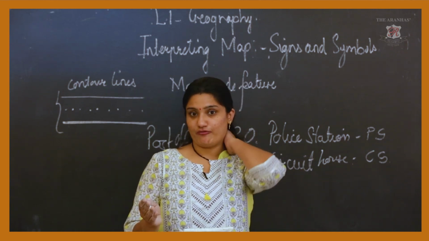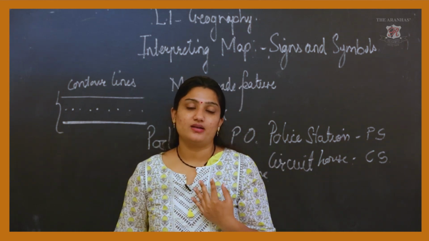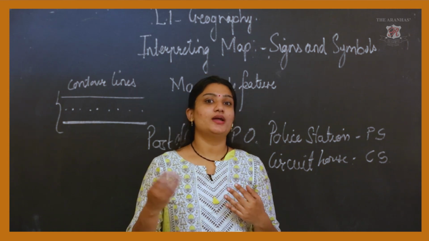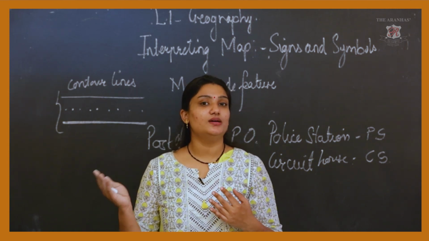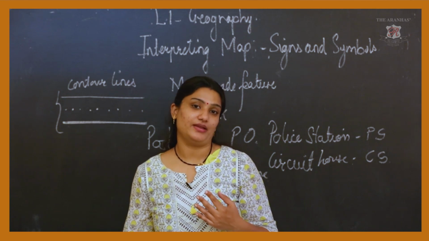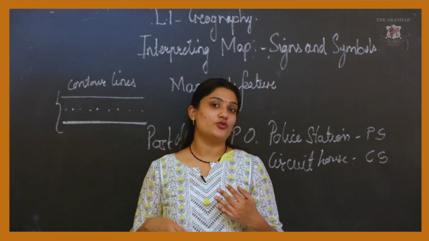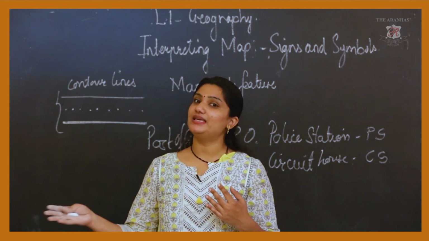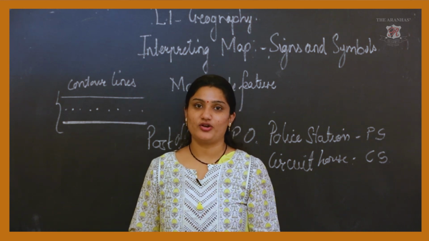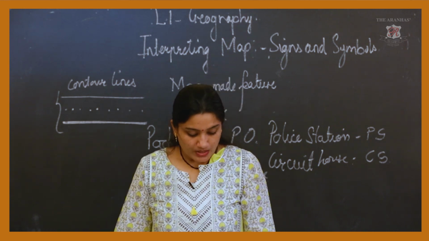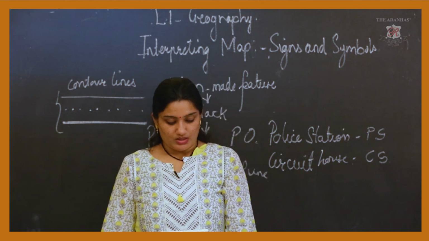In the same way you can say for metalled and unmetalled roads. Metalled roads are those roads which you will see in urban or developed areas, whereas unmetalled roads are the kacha roads which you will see in underdeveloped areas.